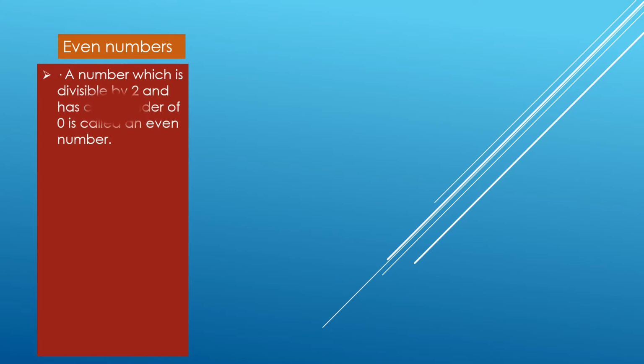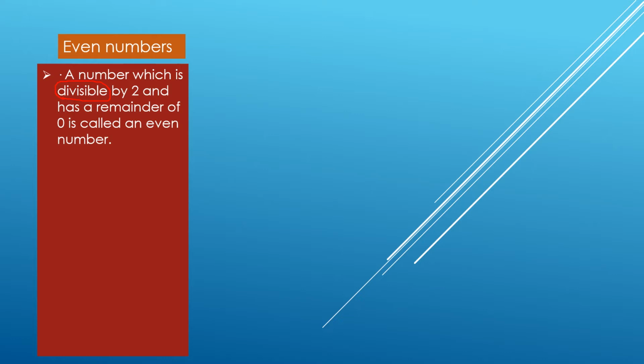One: a number which is divisible by 2 and has a remainder of 0 is called an even number. Now, what is the word divisible? The word divisible means that it can be divided by 2. Right? It can be divided by 2.